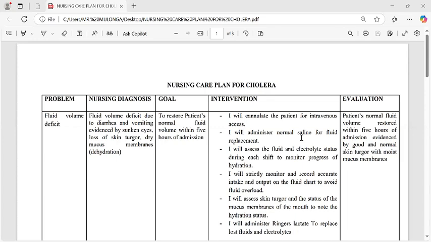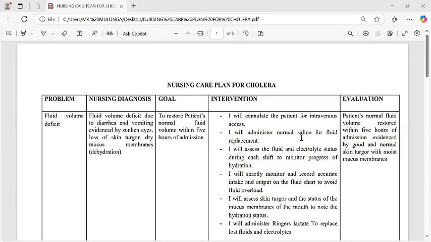Then from there, we have evaluation. Under evaluation, remember, here you are just summarizing. It's a summary at the end to indicate that you have achieved your goal. So evaluation: patient's normal fluid volume restored within 5 hours of admission, evidenced by good and normal skin turgor with moist mucous membrane. So that is how we are going to evaluate. Remember, evaluation should have "evidenced by."